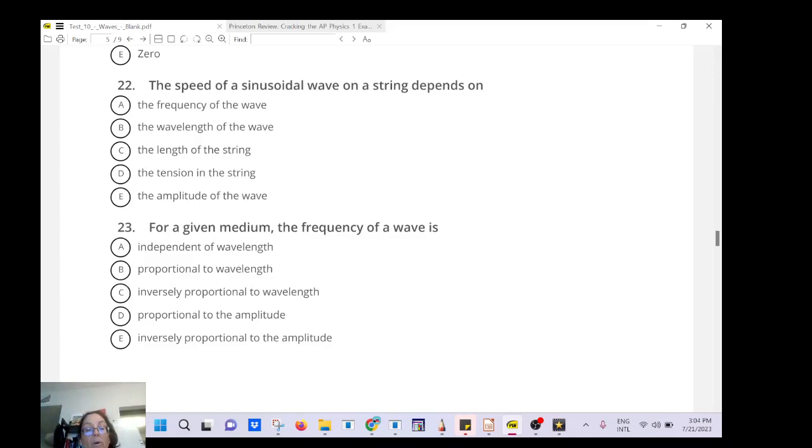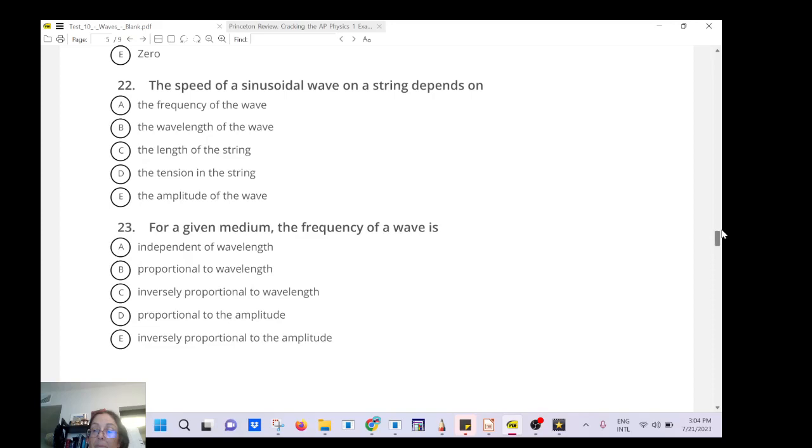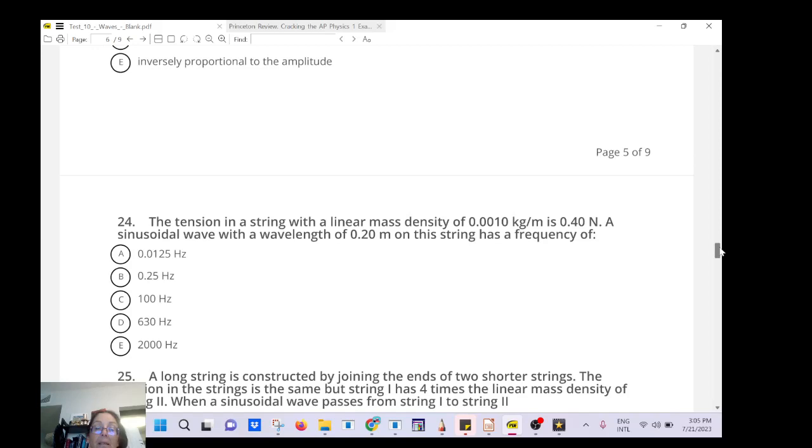So look at the wording. It says for a given medium. So it means for a given tension and for a given mass per unit length. Okay, so that means the speed is constant. So if the speed is constant, v equals lambda times f. This is a constant here, so I cannot change that. So the frequency is the speed divided by lambda. So the frequency is inversely proportional to lambda. Okay? So these are conceptual questions, but they are not that easy.